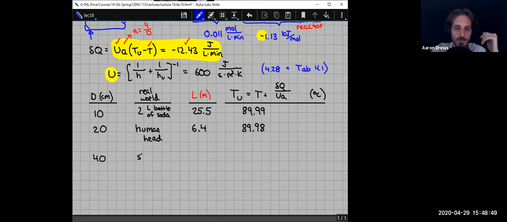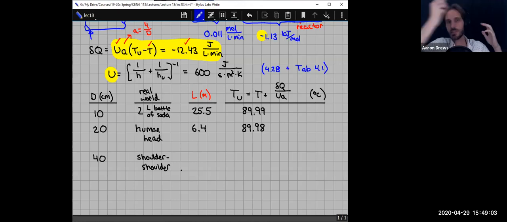40 centimeters is about shoulder to shoulder. And as with heads, do not ram somebody's body inside of a pipe and say, yeah, that's shoulder to shoulder distance. That's about 40 centimeters, something like that. But if you go from about shoulder to shoulder, that's a 40 centimeter pipe, right?